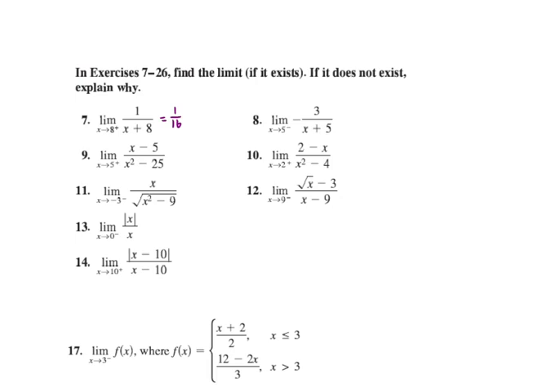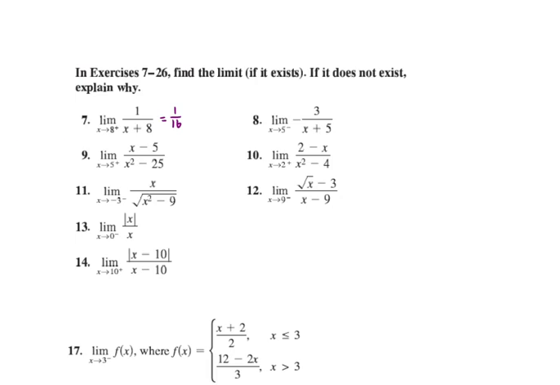Now in problem number 9 we have a slightly different issue, because plugging in 5 in the numerator gives 0, plugging in 5 in the denominator also gives 0, so that's a different story. In this case we want to try to use our different strategies for simplifying this, and we should be able to factor and cancel here.